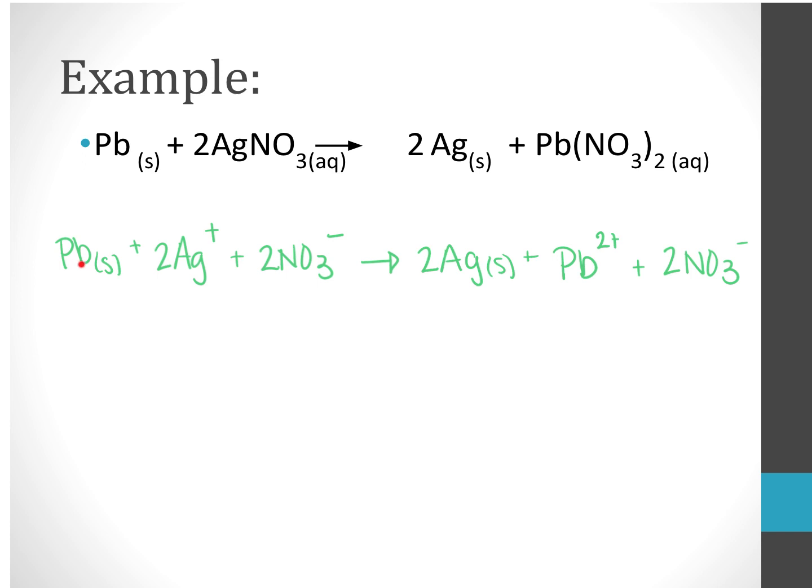Okay. So on the left side, we have solid lead with no charge. Then we have lead that does have a plus charge. Are those identical? Okay, no. So those are not spectator ions. We have silver with a +1 charge and then solid silver with no charge. Are those identical? Nope. Here we have 2 nitrates with a -1 charge, 2 nitrates with a -1. Are those identical? Yes. Okay, so you can cross out the nitrates.